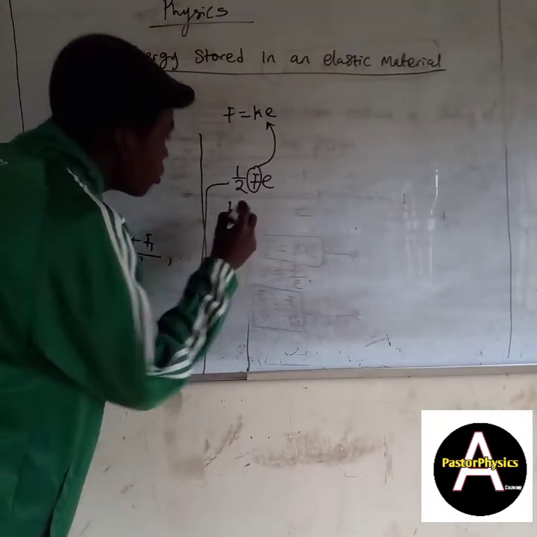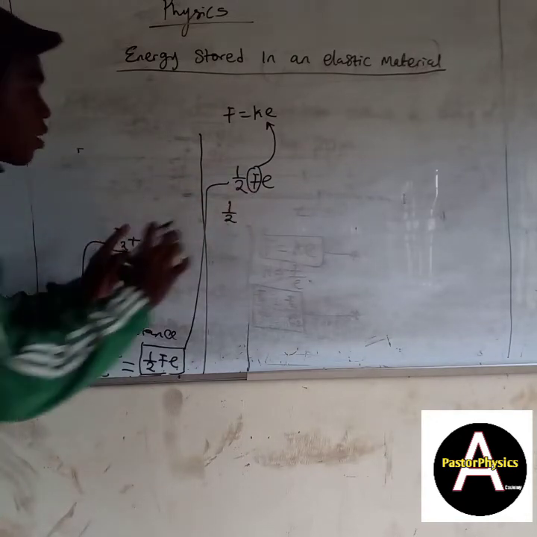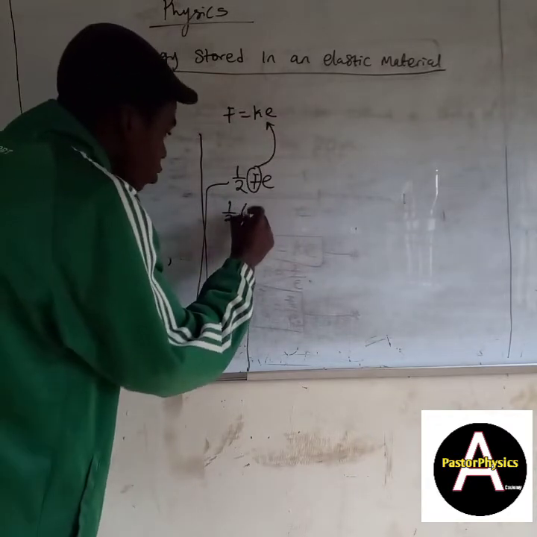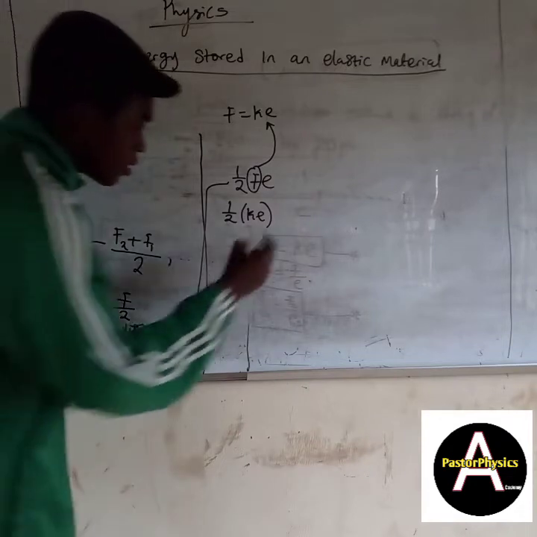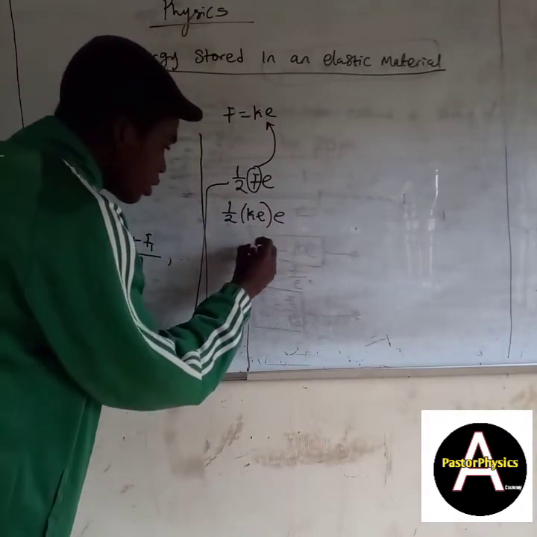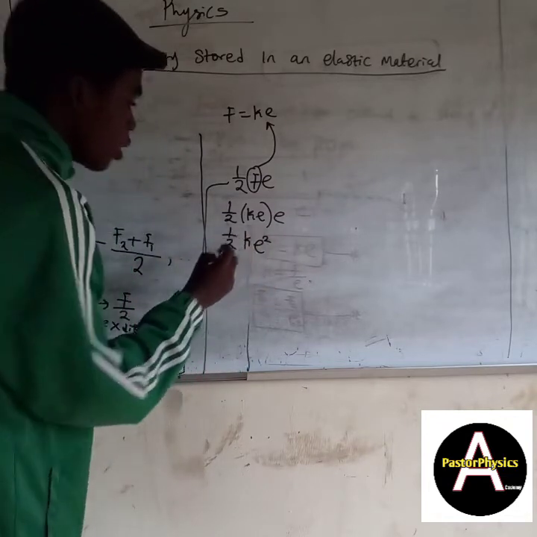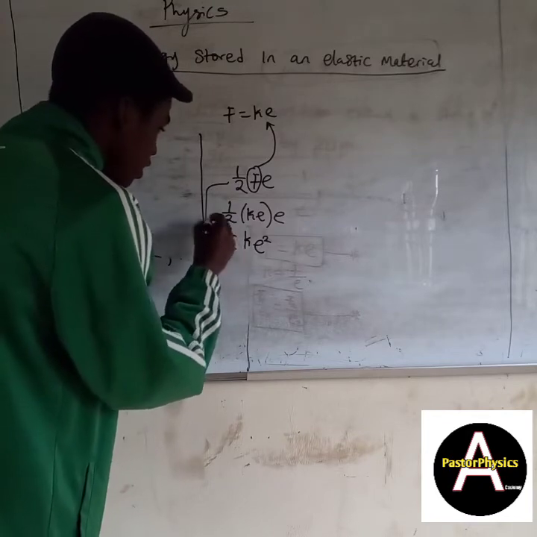1 all over 2. Instead of me writing this F now, I want to generate another formula that doesn't have F. Now, I will put Ke here. This becomes Ke, right? In place of F. Then my E still remains E. Right? So, what does it mean? E times E is what? E squared. True or false? Then we have our K, then we have 1 all over 2. It therefore means that the second formula for elastic energy is what?